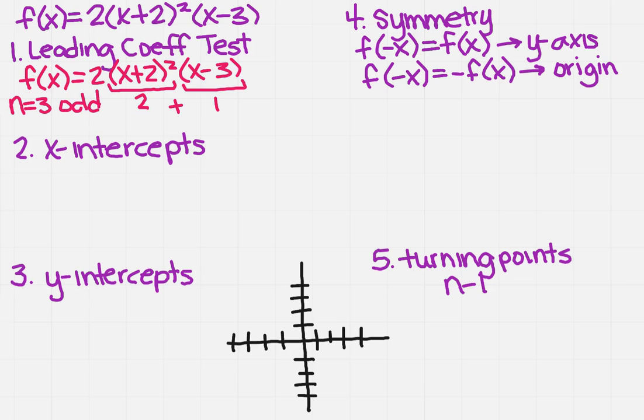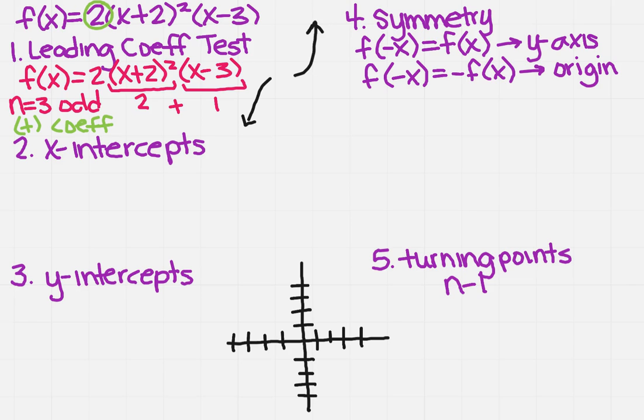And then I need to look at the leading coefficient. My leading coefficient is a 2, so I have a positive coefficient. Now that's great. What does all that tell me? Well, if it's odd and it has a positive coefficient, it's going to fall to the left and rise to the right. So there we go again. We've already got an idea of what this graph is going to look like.